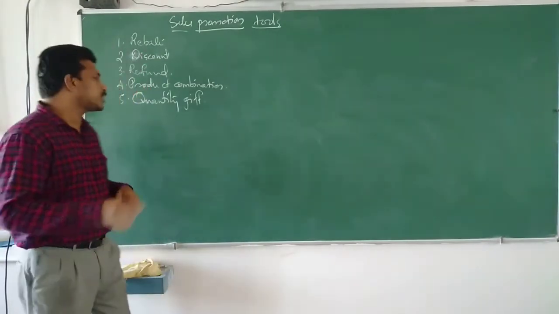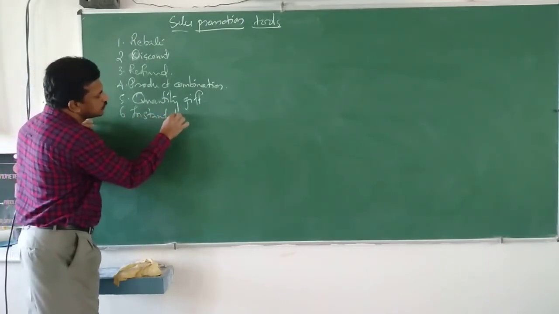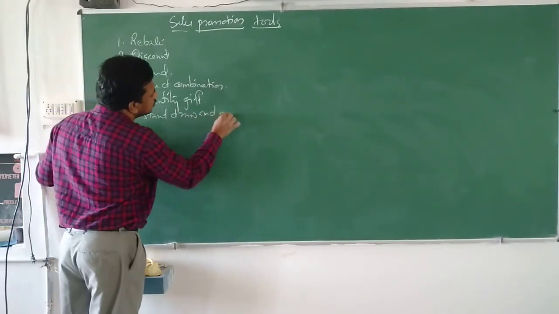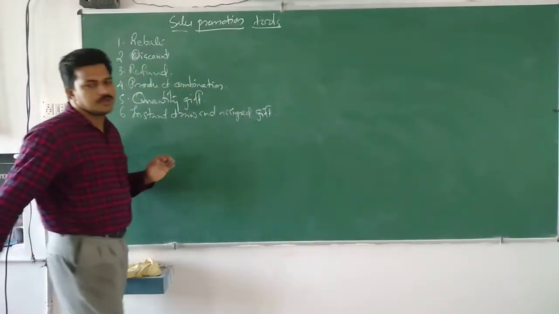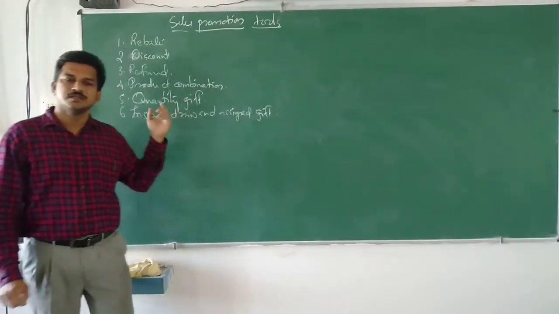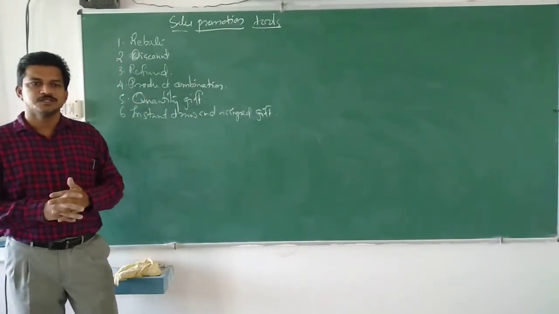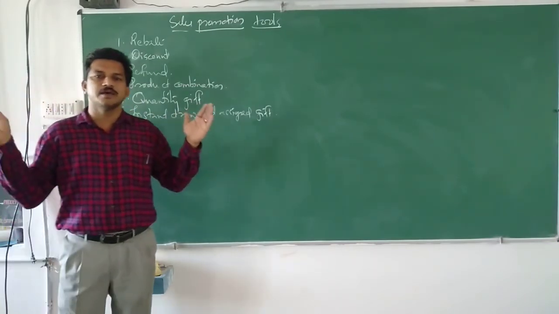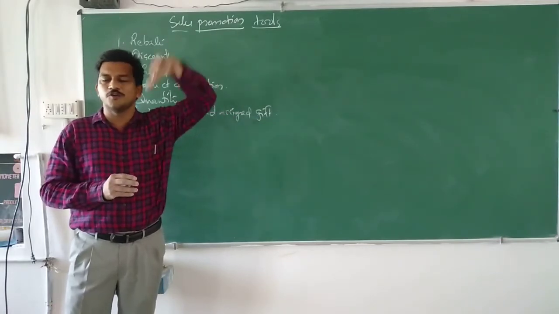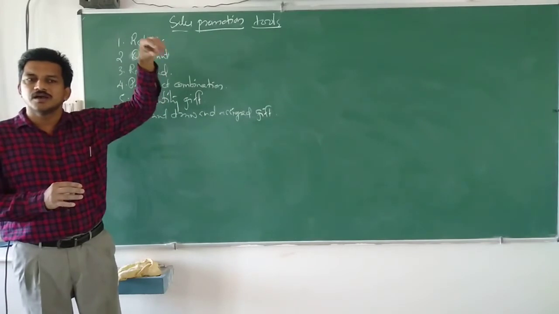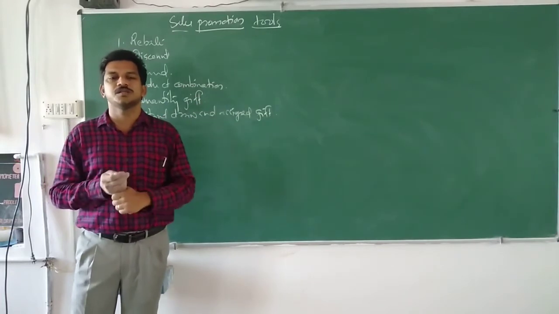Another one is instant draw and assigned gift. You can see this in shops where there is heavy traffic of customers. On a particular day, the names of those who are coming will be put into a draw, and a particular name will be selected, and a certain gift will be given. That is called instant draw and assigned gift.